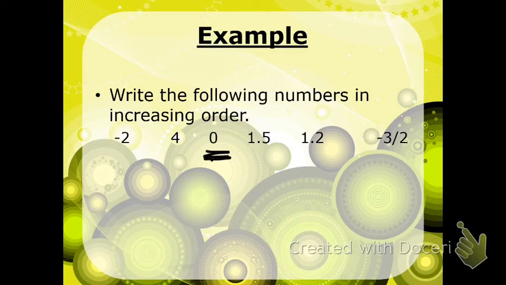So if I look at this list of numbers, I have 0, which I know goes right in the middle. It's my origin of the number line. And then the positive numbers are all going to go to the right, and my negative numbers are all going to go to the left of 0 on the number line.